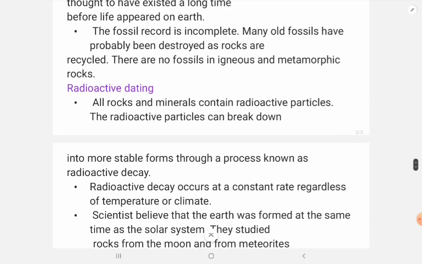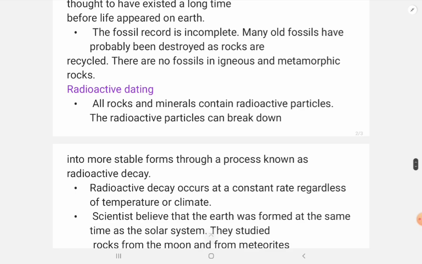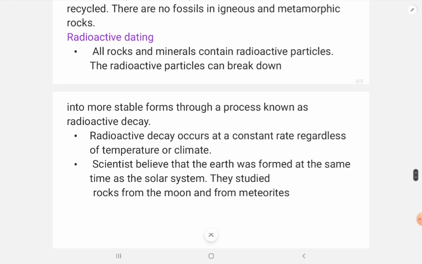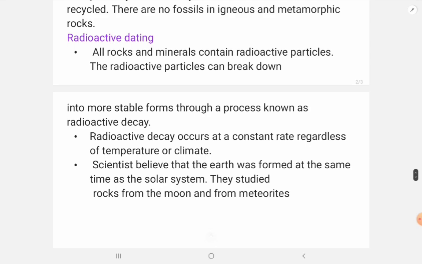Next, radioactive dating. All rocks and minerals contain radioactive particles. The radioactive particles can be broken down into more stable forms through a process known as radioactive decay. Radioactive decay occurs at a constant rate regardless of the temperature or climate. Scientists believe that the Earth was formed at the same time as the solar system. They studied this from the rocks from the moon and from meteorites.